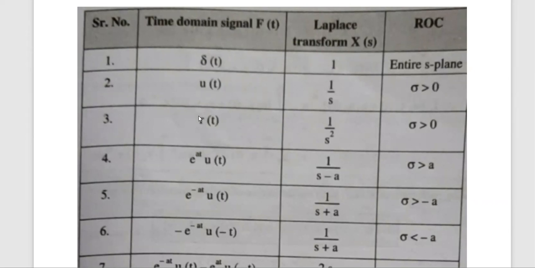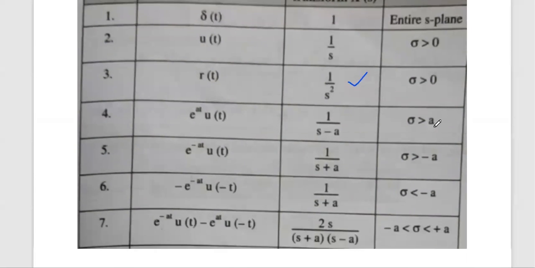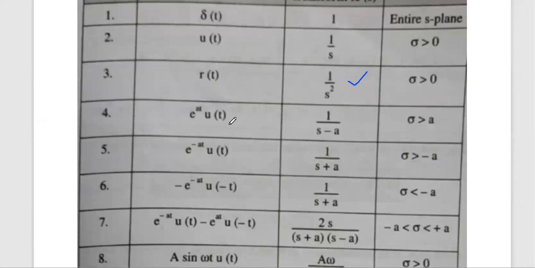And the third one, r of t, the ramp signal. The ramp signal has the Laplace transform 1 divided by s squared. Okay, 1 by s squared. u of t means 1 by s. r of t means 1 by s squared. With the same ROC, sigma greater than 0. Then e power at u of t, the exponentially rising signal, means 1 divided by s minus a. So here e power a means s minus a, with the ROC sigma greater than a.